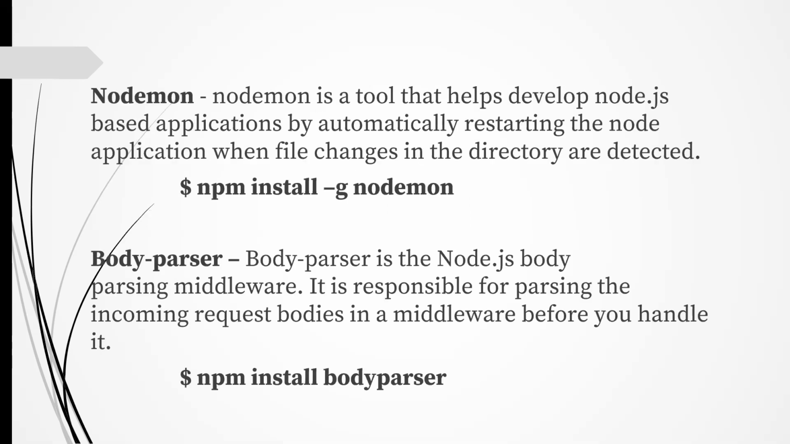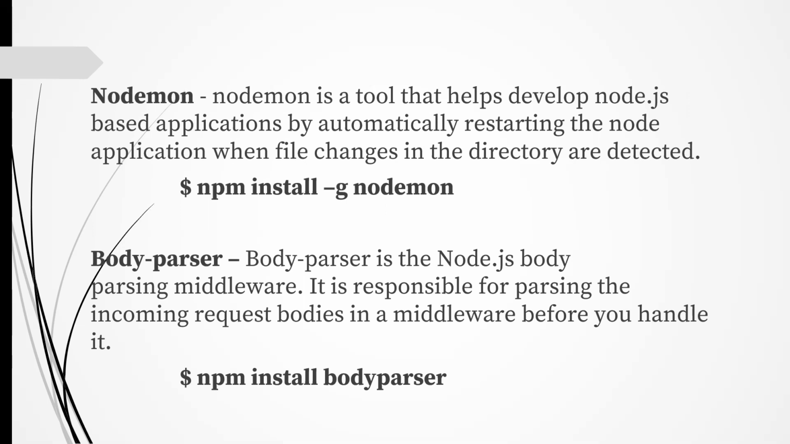Another dependency is Nodemon. Nodemon is a tool that helps us develop Node.js based applications by automatically restarting the Node application when file changes in the directory are detected. For that, we can use the command npm install -g nodemon. Here the -g is for globally, so Nodemon will be installed globally.